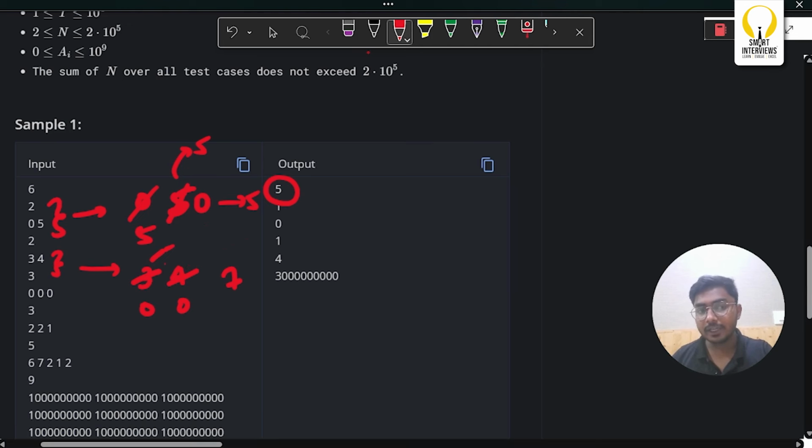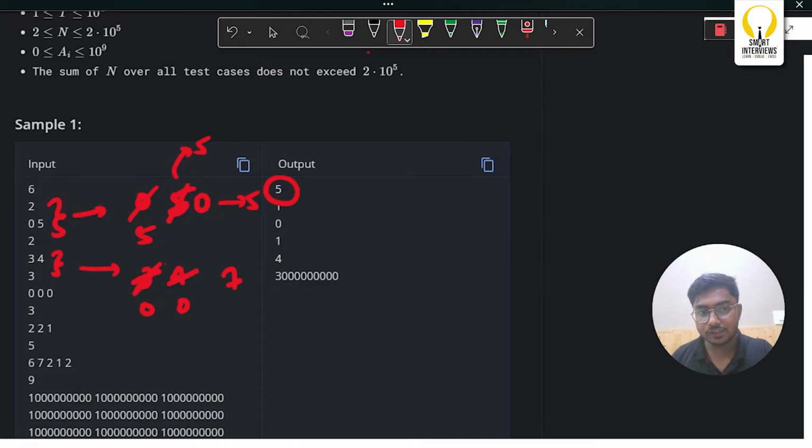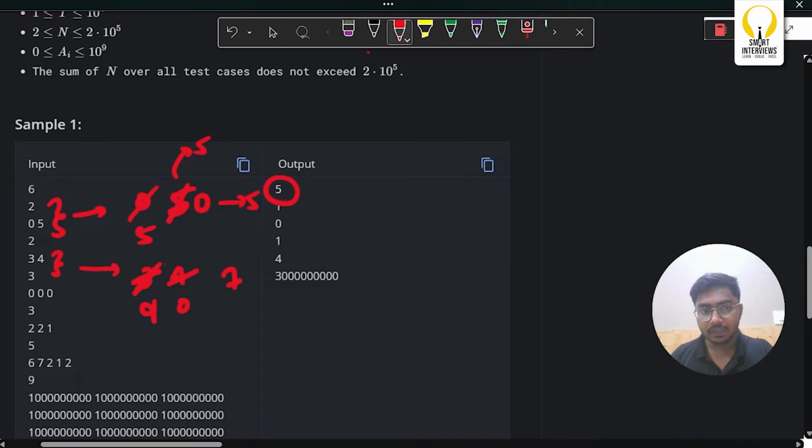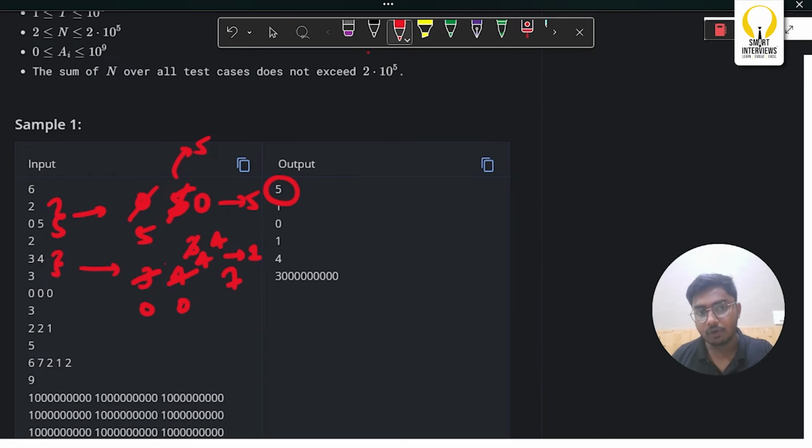Or I can do a better thing here. When I have 3, 4, instead of making both of them 0, I can change this 3 to 4, and the number of operations is going to be 1. Only one operation is needed. That's why the minimum number of operations needed to make the array good is going to be 1. Next, 0, 0, 0: the conditions are already satisfied, I don't have to do anything.